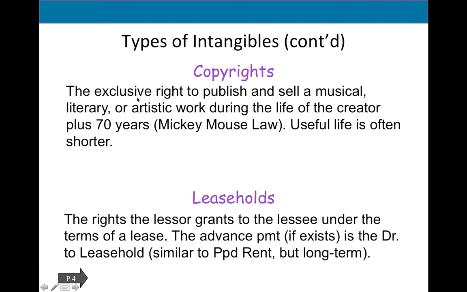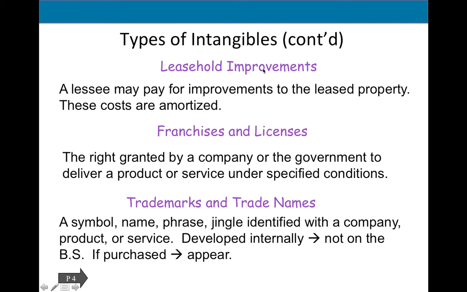So this is a definition of copyrights, which is also the right to publish and sell any kind of creative work during the life of the creator plus 70 years. You can look up why it's called the Mickey Mouse Law. That's an interesting story there. Leaseholds, also there's a contract where we are actually leasing a building, and so that's the asset that will be coming in for the next 5 years or 7 years or 10 years. Leasehold improvements, franchises, licenses, trademarks, and so on and so forth.